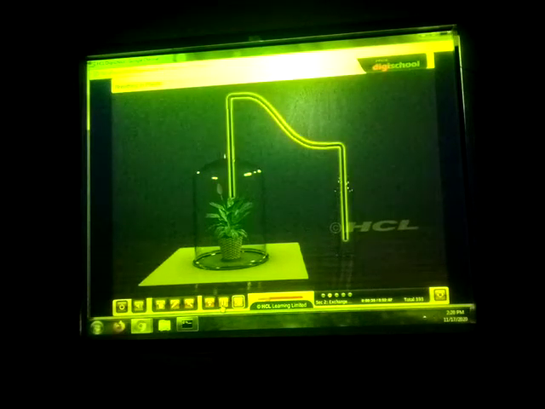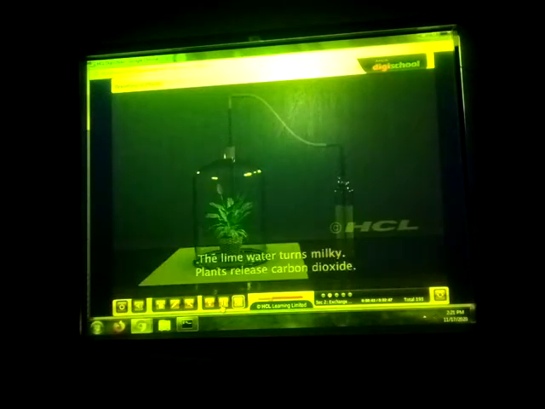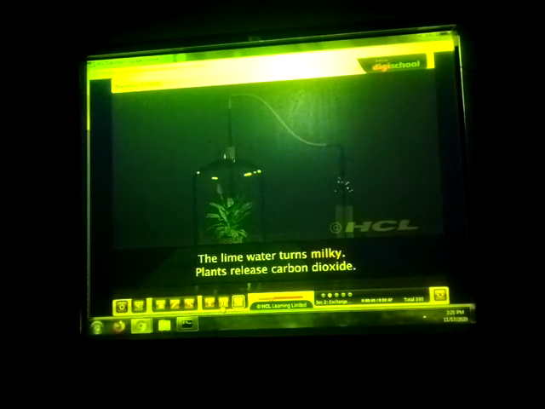Let us see two demonstrations to find out if plants breathe out carbon dioxide and breathe in oxygen. In the first demonstration, we have covered a plant and kept it in the dark to ensure that the plant is not photosynthesizing and there is no air exchange happening with the outside. A tube is connected from the jar containing the plant to another jar containing clear lime water. What do you observe after some time? The lime water turns milky. This shows that the plant is releasing carbon dioxide.